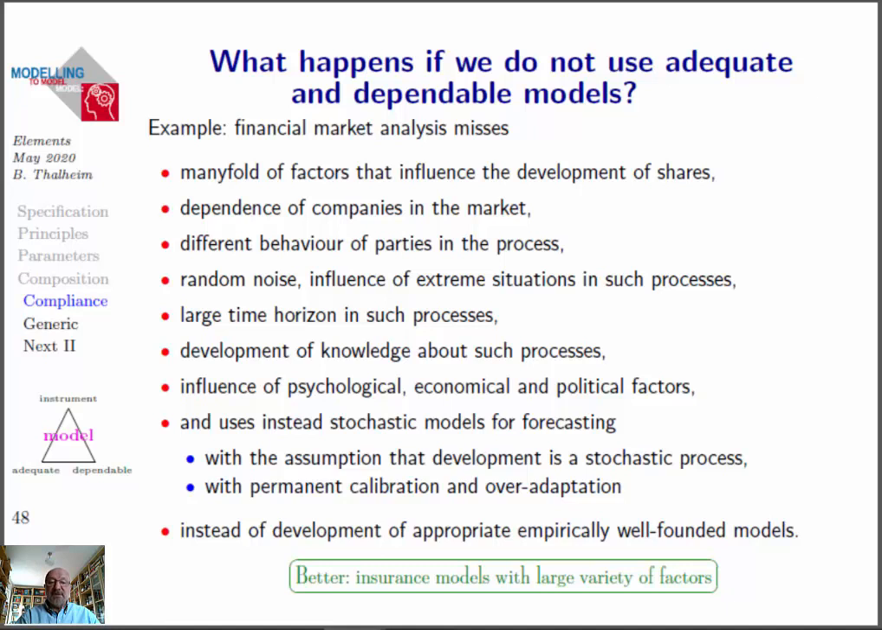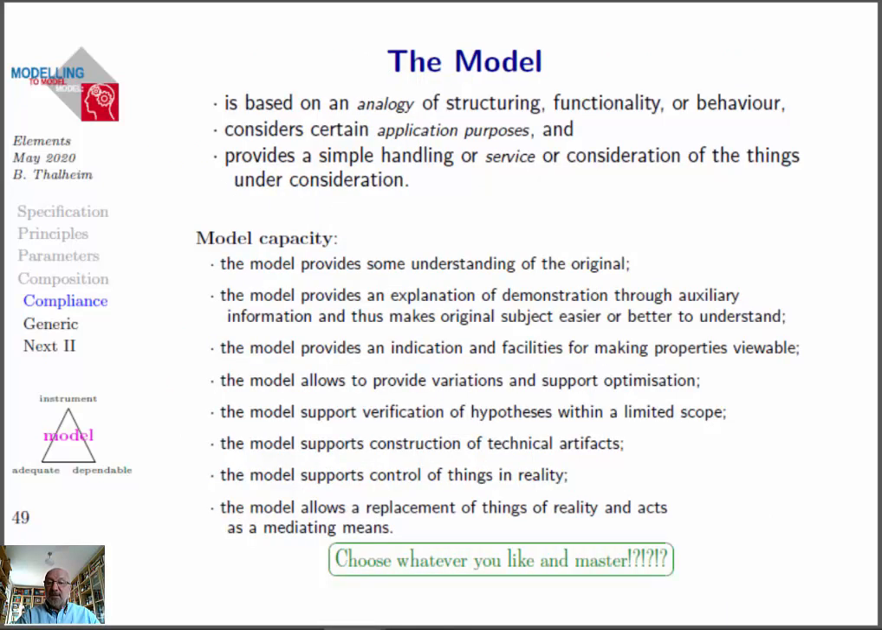Now let's start with compliance. A model is of course based on some kind of analogy, and it should provide a service as an instrument that functions in a scenario. For this reason we can try to characterize a model by its capacity. The model provides some understanding of the original. The model provides an explanation or demonstration through auxiliary information. So in this case it makes the origins a little bit better to understand and to handle.